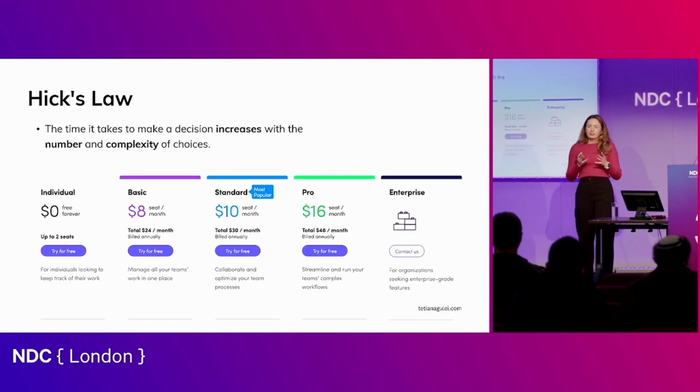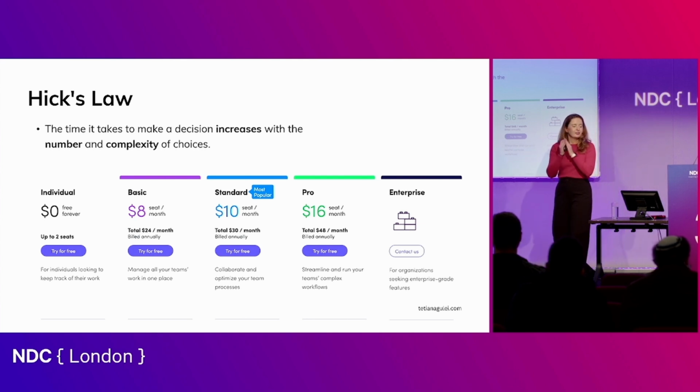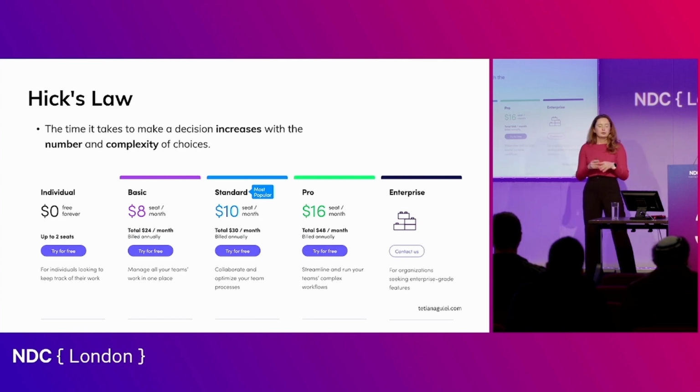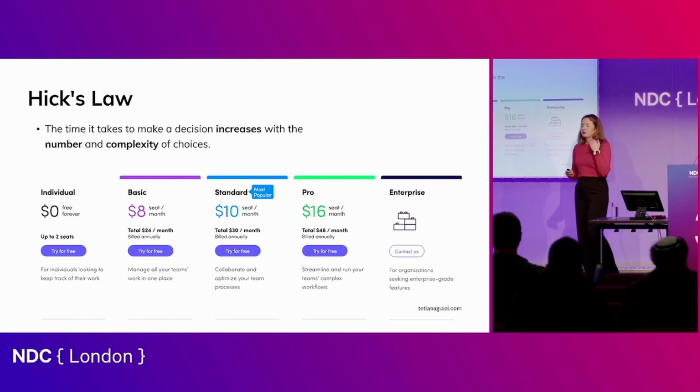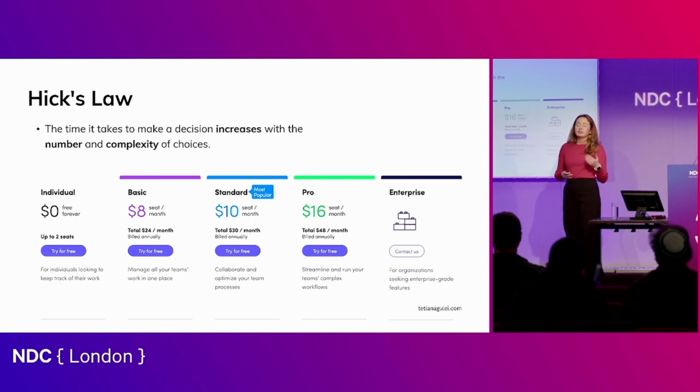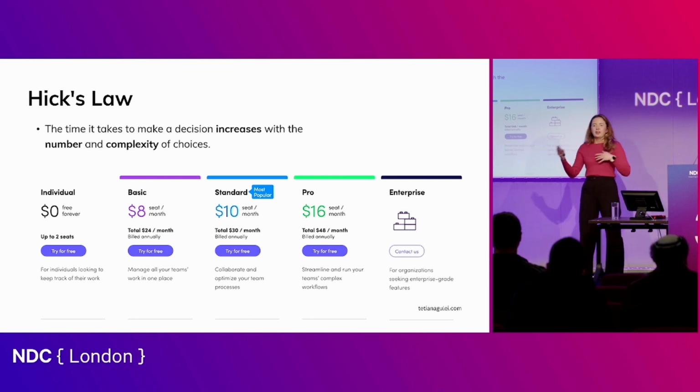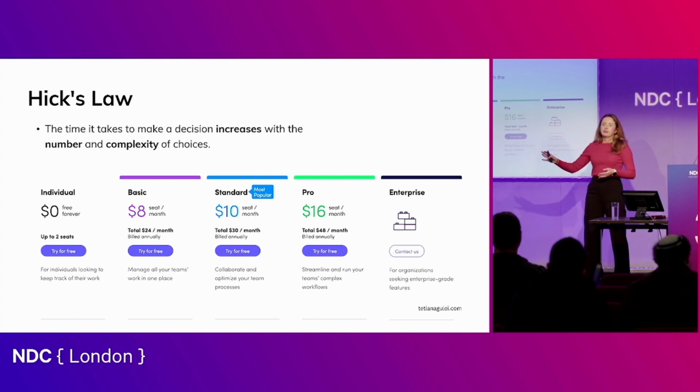When it comes to simplicity, I also like to talk about Hick's law. This is also very interesting because it means that the time it takes for a user to make a decision increases significantly with the complexity and number of choices. So for example, we all know these pricing pages where we see different plans of software we maybe want to try out or purchase. And very often we see 5 or 6 different plans.